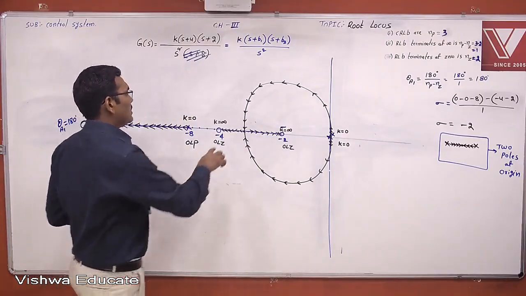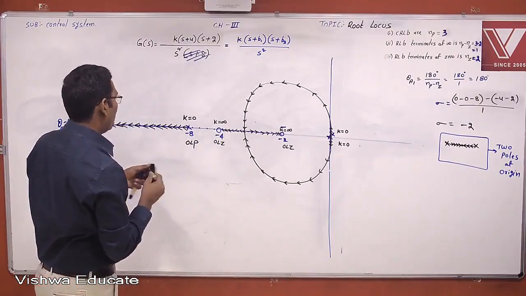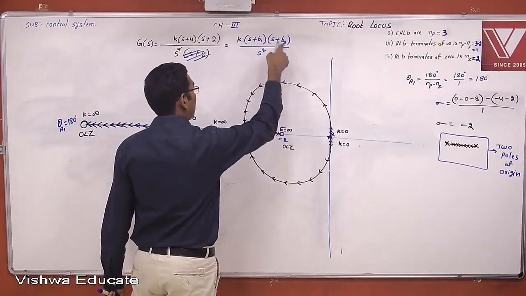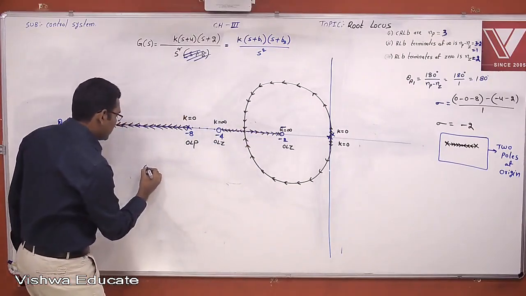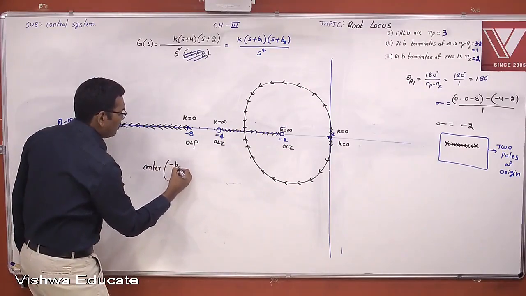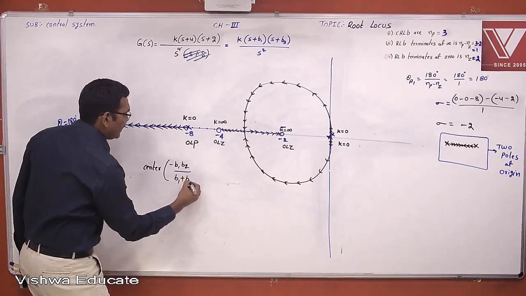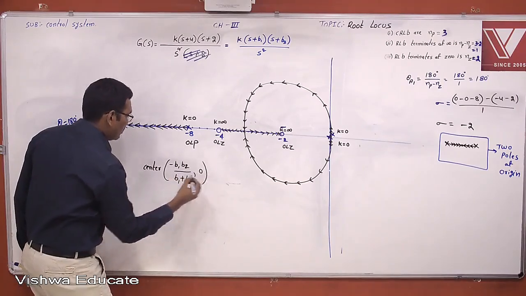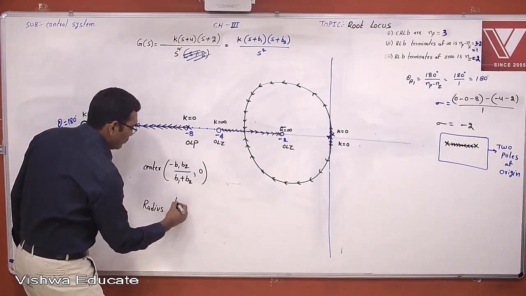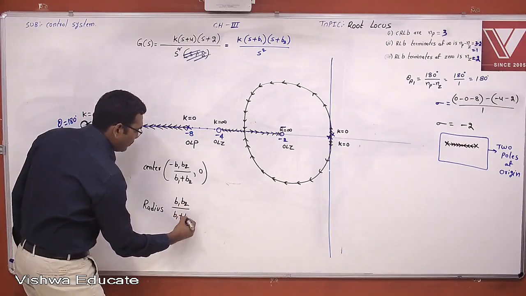Therefore, sir, what is the center? What is the radius? If this kind of problem is available, then for that kind of problem, this is the center radius circle form. So the center is minus b1 into b2 by b1 plus b2 comma 0, and the radius is b1 into b2 by b1 plus b2.